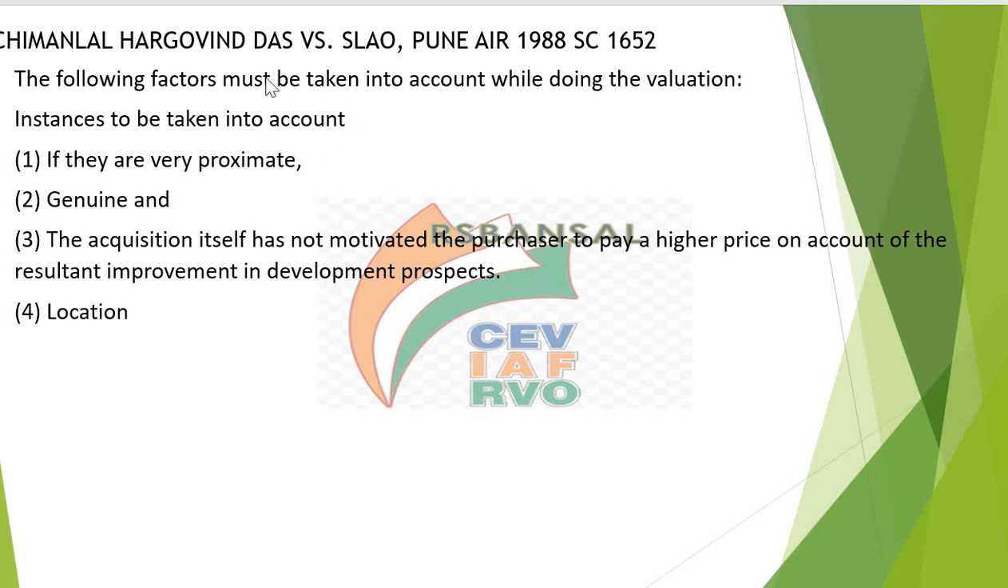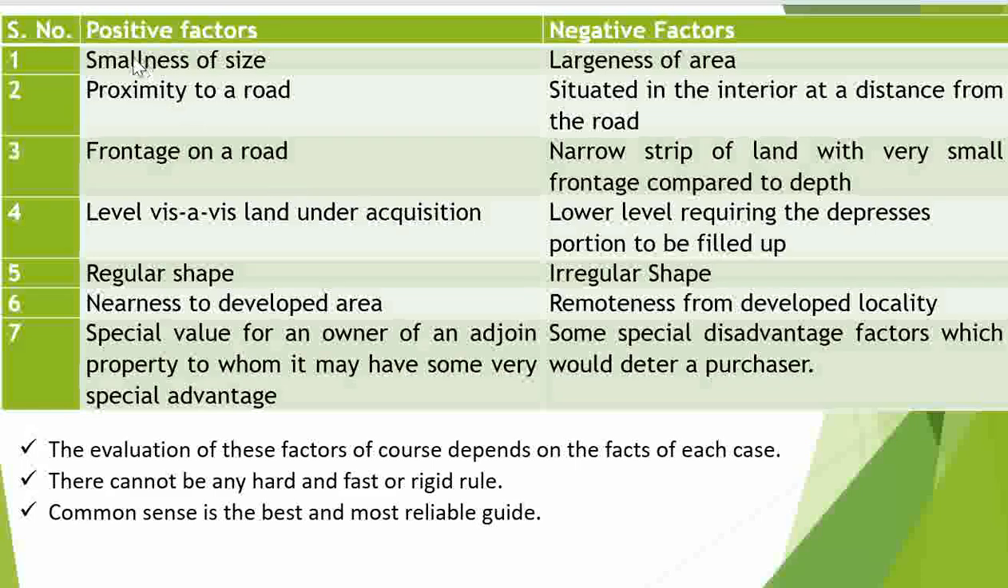So these four things have to be considered for doing valuation for land acquisition according to this law. And other things which have to be considered: smallness of the size will be considered as a positive factor, and largeness of the area will be considered as a negative factor. Proximity to the road will be considered as a positive factor. Frontage on a road level vis-a-vis land under acquisition, regular shape, nearness to the developed area, special value for an owner of an adjoining property to whom it may have some very special advantage.